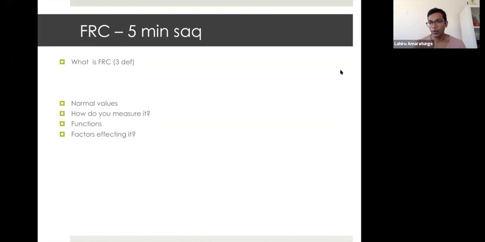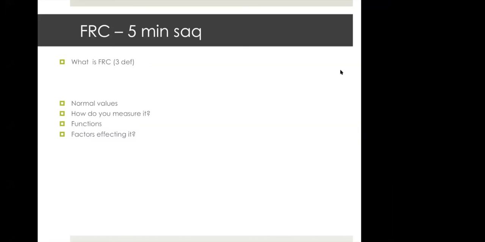The normal value is 30 mils per kilogram in both adults and kids. Apparently, neonates will basically have an FRC of 30 mils per kilogram within about 30 to 60 minutes of birth. So in a 70 kilogram adult, the FRC is about 2.2 liters, 2,200 mils. And in a neonate, it's about 100 mils for a 3.3 kilogram neonate. Okay, what are the functions?